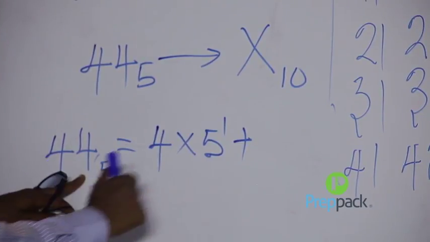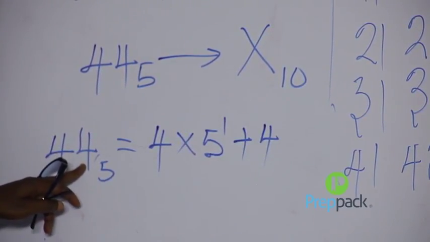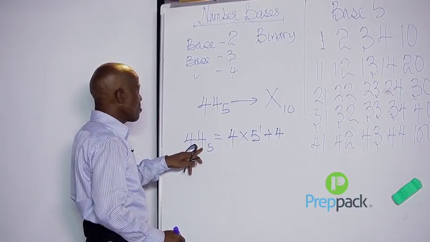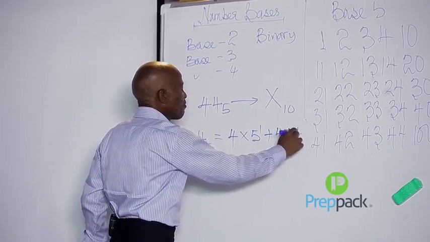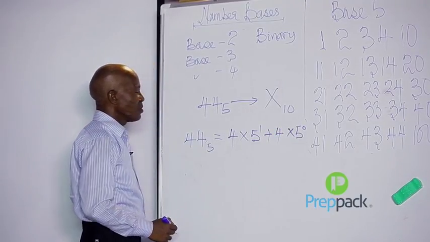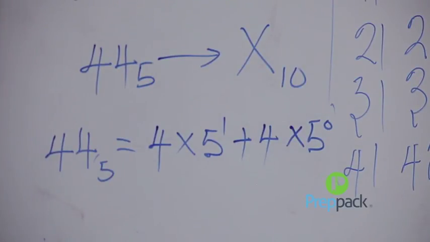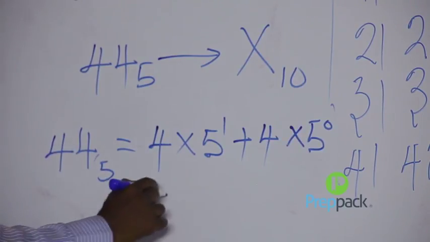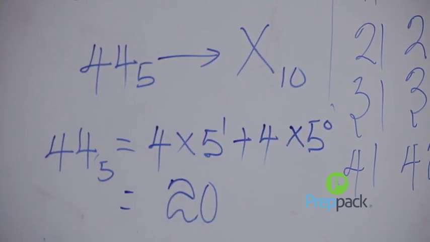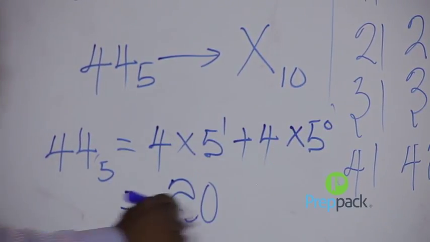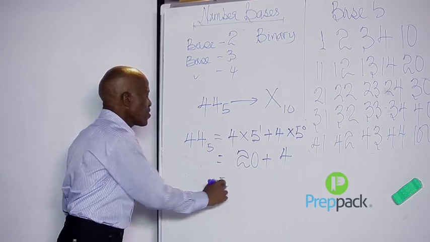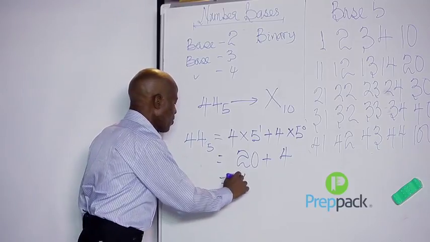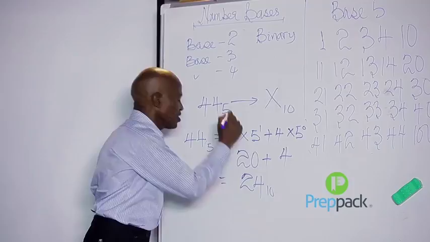plus 4. What is 4 representing? Unit. And unit could be written as 5 raised to power 0. 5 raised to power 0 is 1. And so 5 raised to power 1 is 5. 4 multiplying 5 will give us 20. And 4 multiplying 1 gives us 4. And so we have 20 plus 4, which is 24. This is base 10.